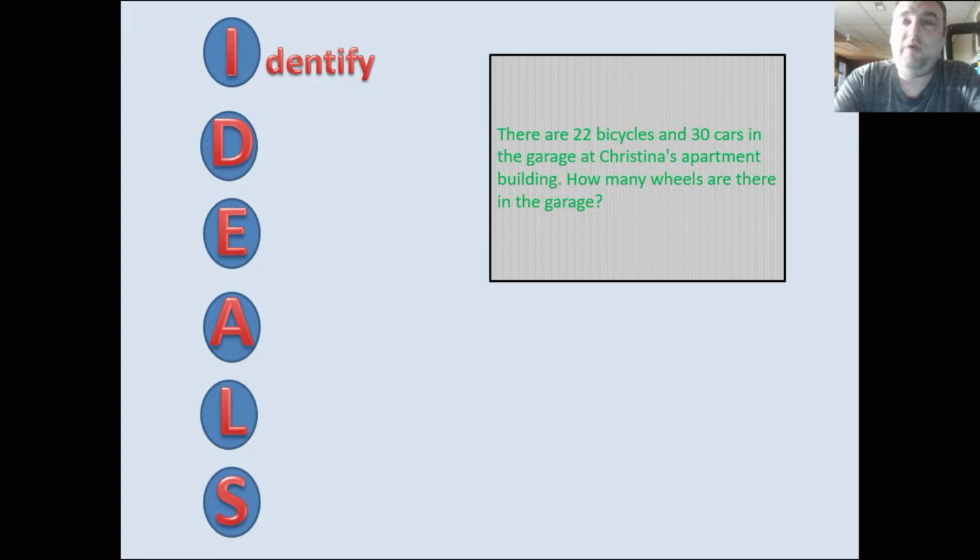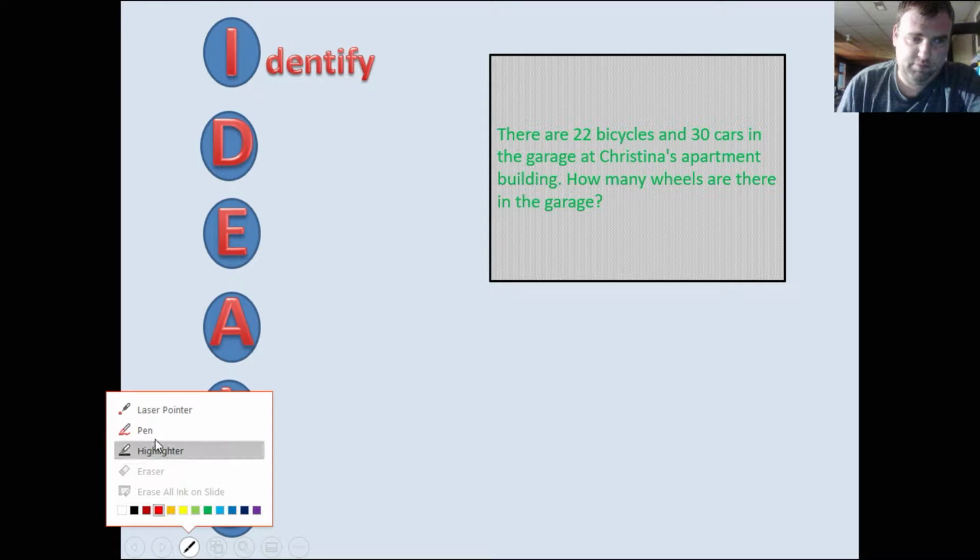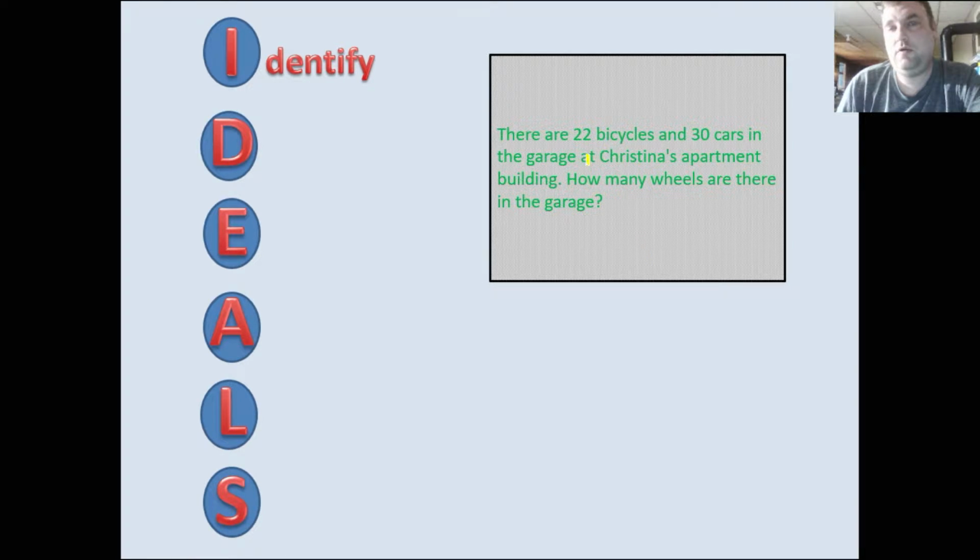Anyway, how many wheels are there in the garage? So, I'm assuming she lives in just a regular apartment building. I was thinking more of like a condo. But, so first thing we need to think of is, what's the question? Well, the question, just to highlight it here, is how many wheels are there in the garage?